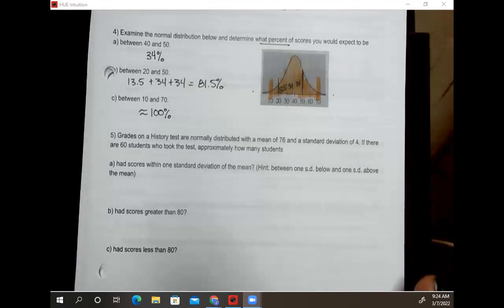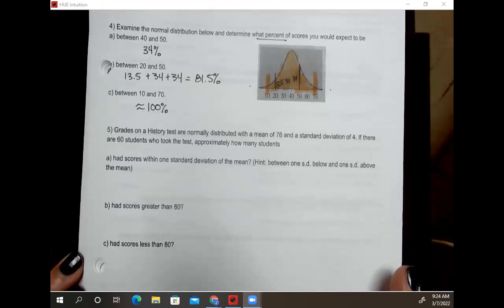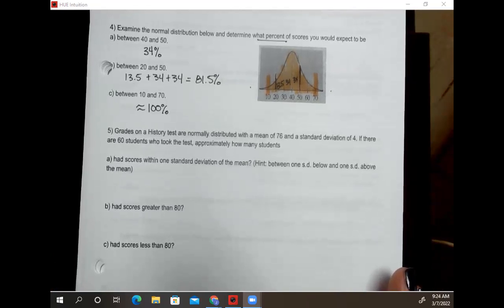Number 5, grades on a history test are normally distributed with a mean of 76 and a standard deviation of 4. There are 60 students who took the test. I want to know approximately how many students had scores within these given ranges. So this again is going to be similar to that last part of the corn problem. I knew how many stalks we had, so we wanted to know how many stalks I expect to be about this height. So we're doing the same thing here.